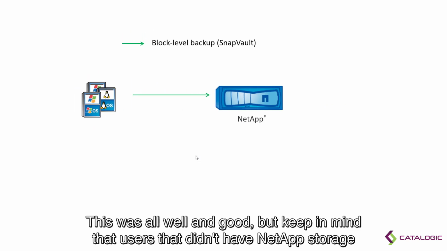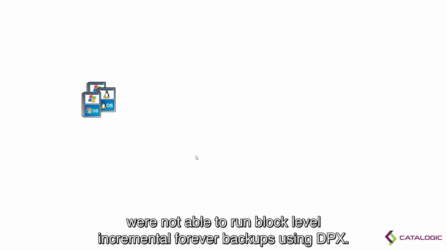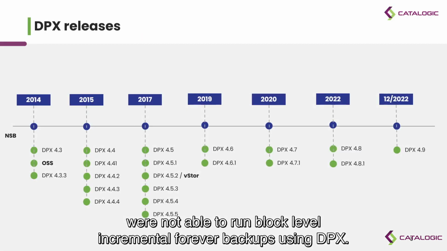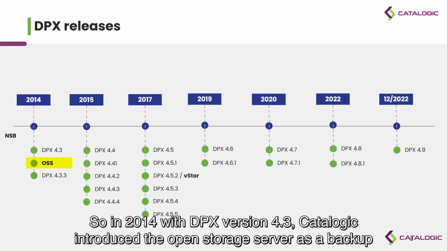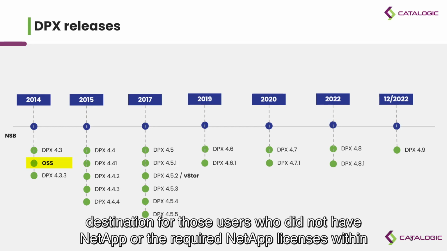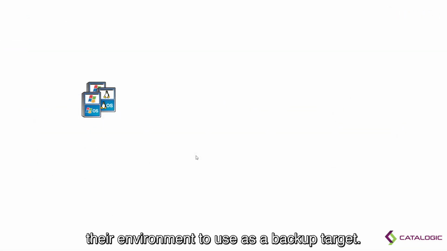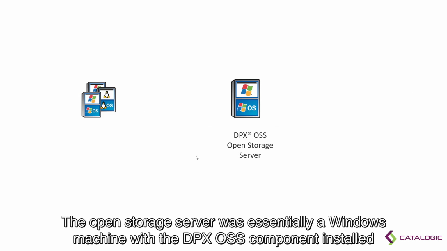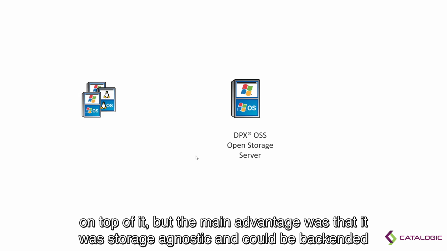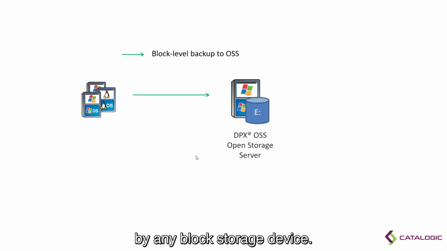This was all well and good, but keep in mind that users that didn't have NetApp storage were not able to run block level incremental forever backups using DPX. So in 2014, with DPX version 4.3, Catalogic introduced the Open Storage Server as a backup destination for those users who did not have NetApp or the required NetApp licenses within their environment to use as a backup target. The Open Storage Server was essentially a Windows machine with the DPX OSS component installed on top of it, but the main advantage was that it was storage agnostic and could be backended by any block storage device.